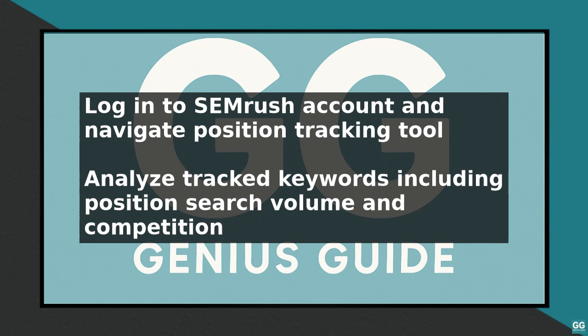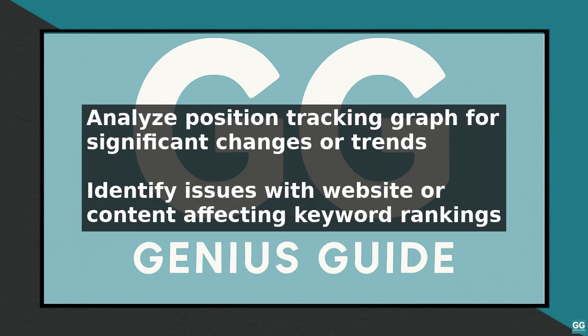First, log into your Semrush account and navigate to the position tracking tool. Here, you will see an overview of your tracked keywords, including their current position, search volume, and competition level. Take note of the keywords that are ranking on the first page of search engine results, as these are the most important ones to focus on.